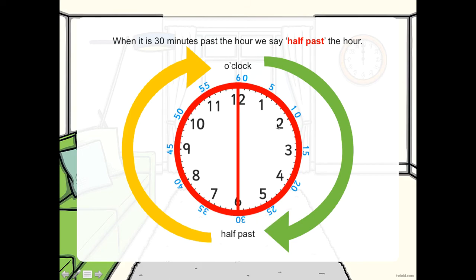Can you say that with me? 12 means o'clock. 6 means half past. Let's say it one more time. 12 means o'clock. 6 means half past. Only for the minute hand.